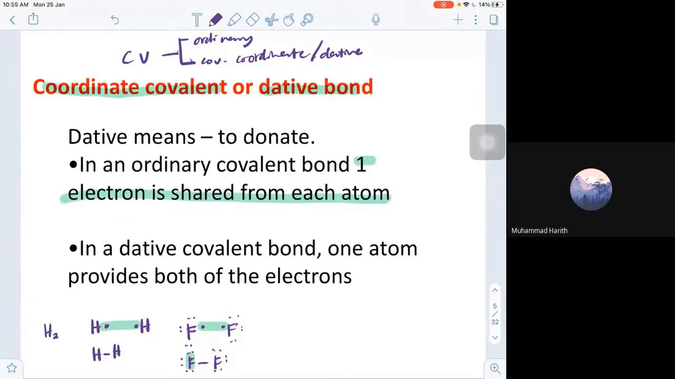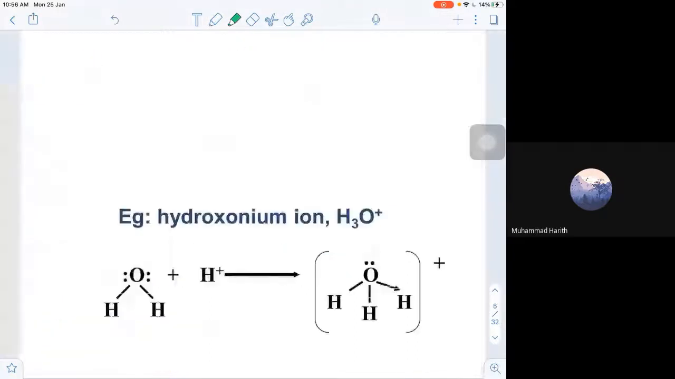What about the dative bond, the covalent coordinate bond? It means that only 1 atom provides both of the shared electrons. They are still sharing their electrons, but only 1 atom provides the 2 electrons being shared. Let's look at an example of a compound that forms this covalent coordinate or dative bond: the formation of the hydroxonium ion.